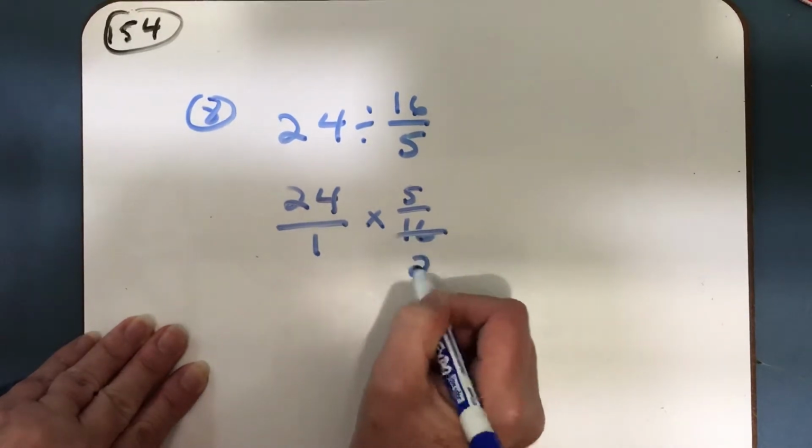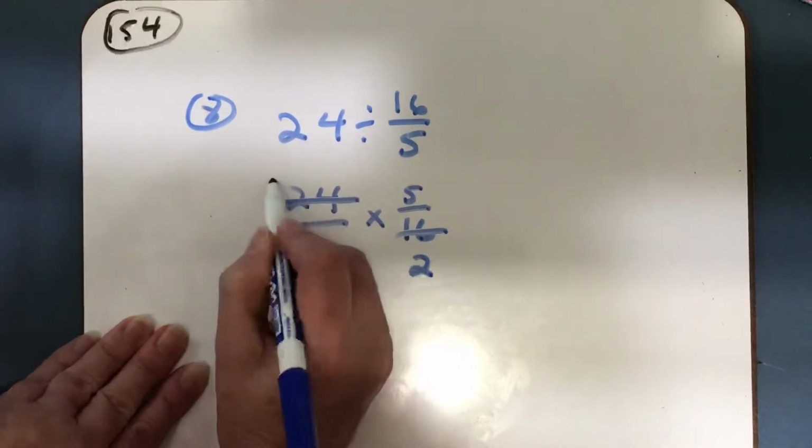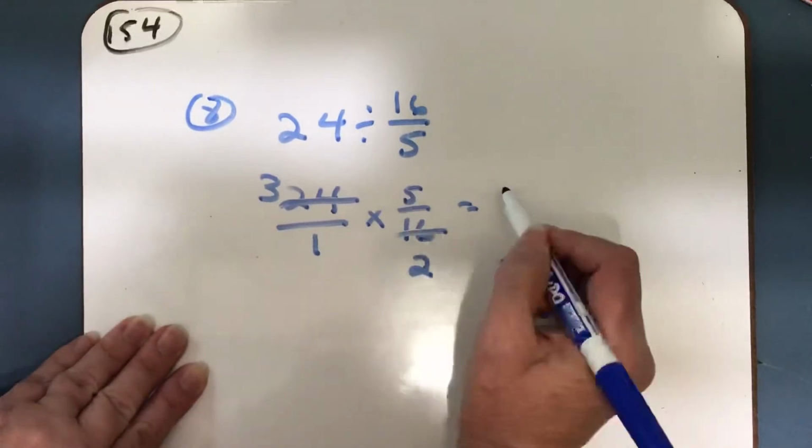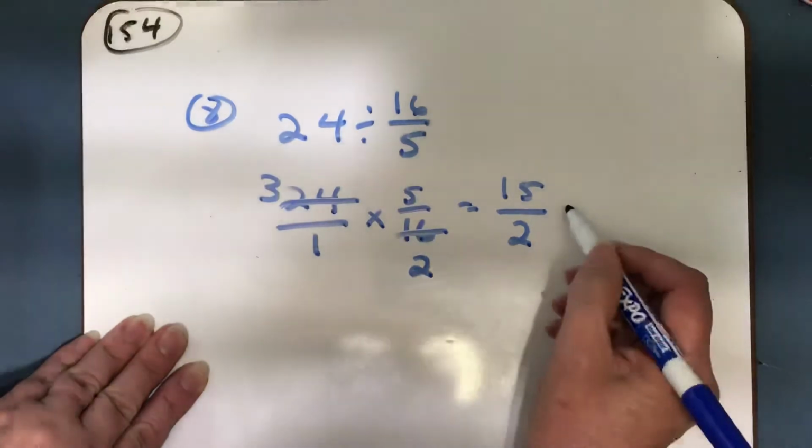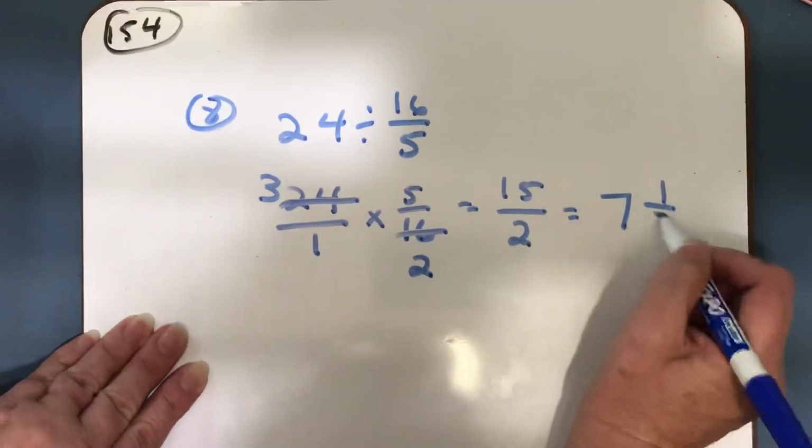Okay, now I see that I can simplify the 24 and 16 by dividing by 8. 8 goes into 16 twice. 8 goes into 24 3 times. And then I get 3 times 5 is 15. 1 times 2 is 2. 15 halves, which equals 7 1/2.